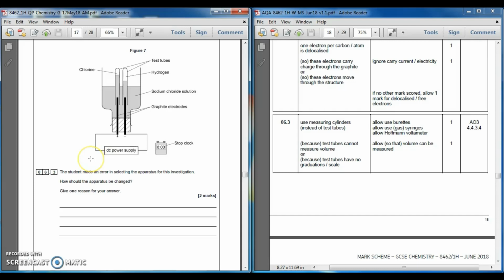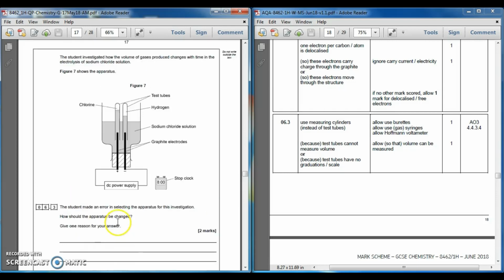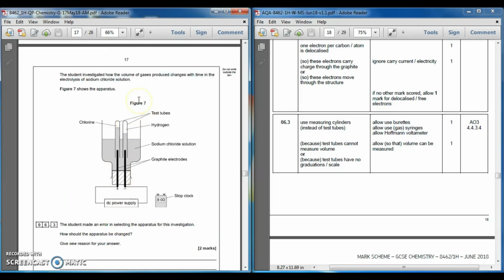6.3. Wow, people did badly at this because they did exactly what I've got on my screen at the moment. They just looked at the question, they wrote the answer, and you ignored that bit at the top. It says the student investigated how the volume of gases produced changes with the time. There is nothing in that can measure a volume. Stop clock's fine. Everything's touching in the right location. There's no gaps between electrodes or something that there shouldn't be. There's nothing to measure a volume.